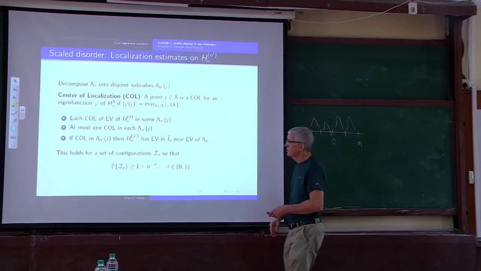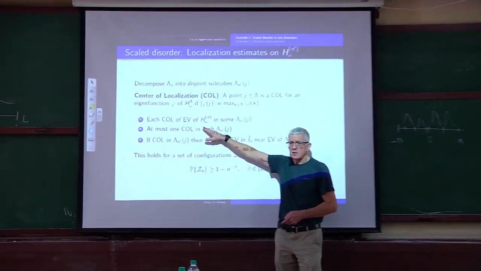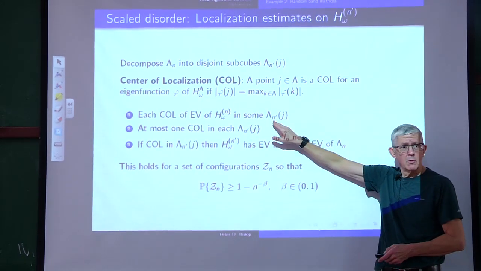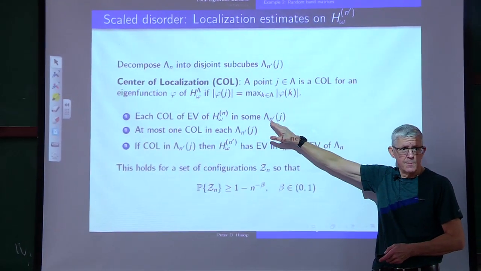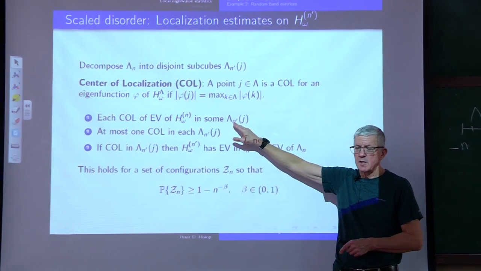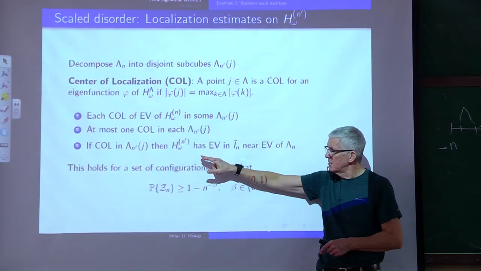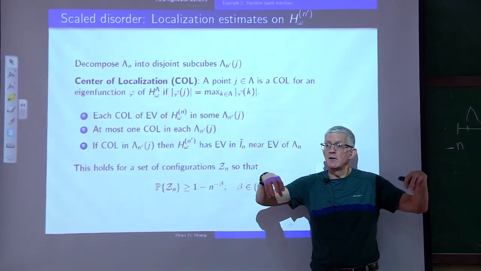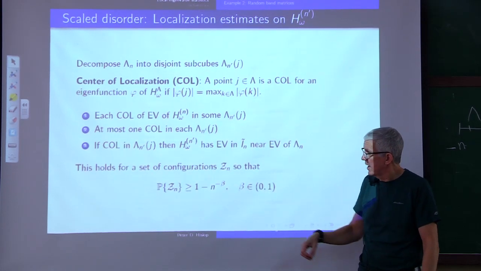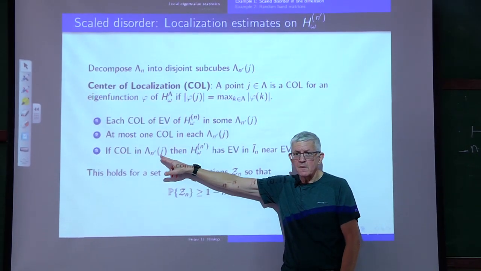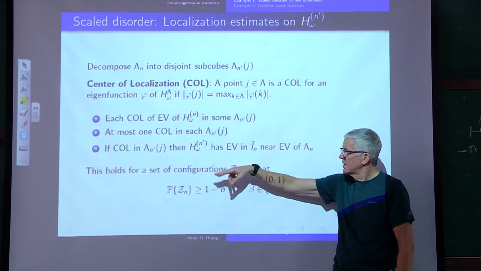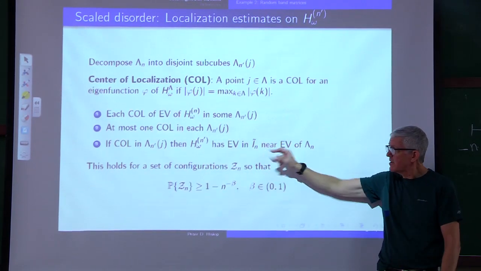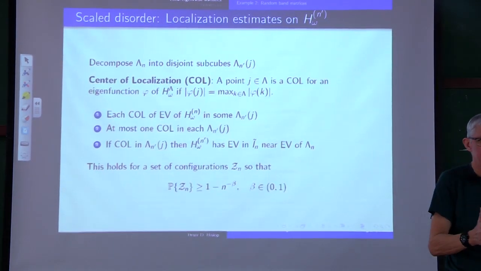And what you can actually prove is that the center of localization for the Hamiltonian on the big scale in a given interval always lives in one small scale interval. And there's at most one center of localization at the small scale. So consequently, you can do this division of the eigenvalues into eigenvalues of Hamiltonians on the small scale. And in fact, as I said, if a small region contains a center of localization on the big scale, then the Hamiltonian on the small scale has a nearby eigenvalue in pretty much the same region of energy.